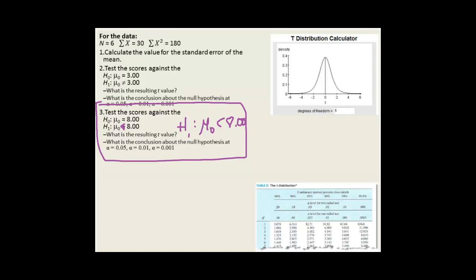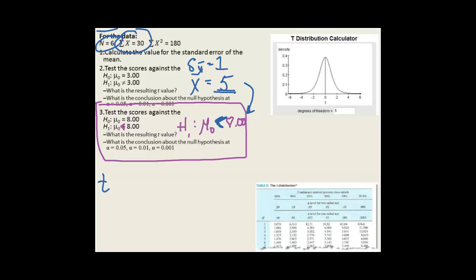Okay, so the good news though is that my S sub x bar is still the same. It was 1. And my mean is still the same, because the mean, remember, came from taking the sum of the scores divided by the n. So the question is, is my actual mean this time of 5 significantly less than this hypothesized mean of 8? And less than is what makes it the one-tailed alternate hypothesis.